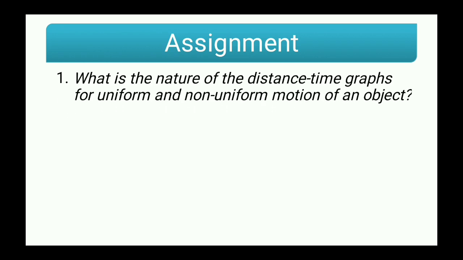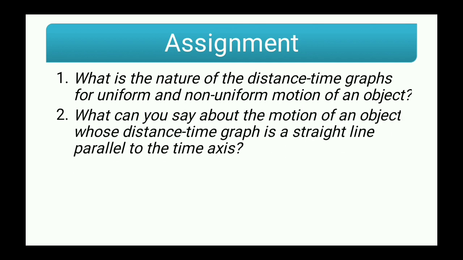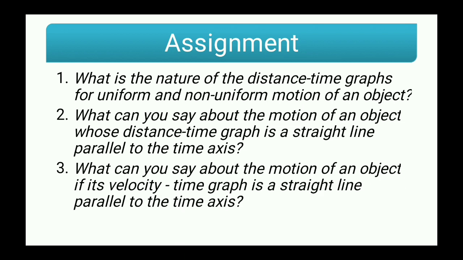In today's assignment, there are three questions, in which first one is, what is the nature of a distance time graphs for uniform and non-uniform motion of an object? I repeat, what is the nature of a distance time graph for uniform and non-uniform motion of an object? Second question is, what can you say about the motion of an object whose distance time graph is a straight line parallel to the time axis?